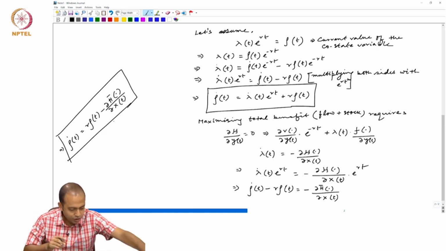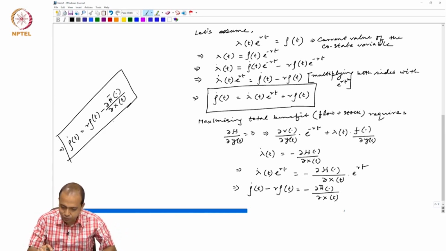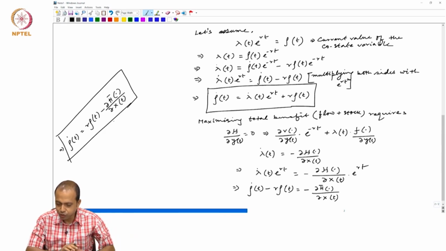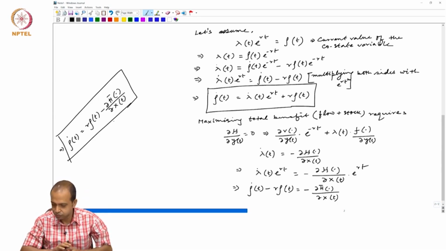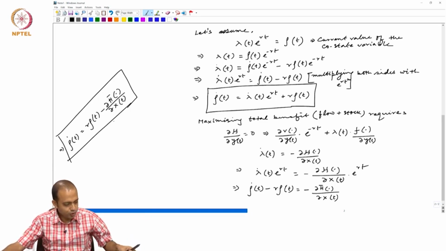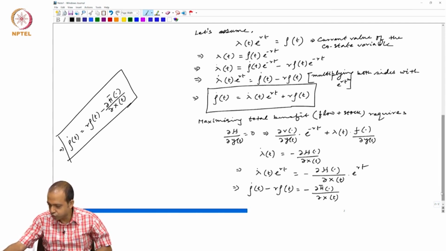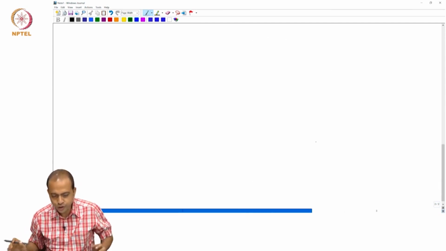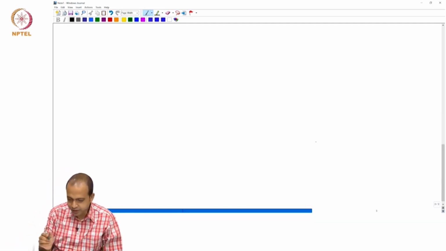Sometimes you have to go back to this condition, how lambda dot t equals minus del H del xt, that we have defined earlier. Now, using these conditions, we will try to understand how these conditions are useful in the context of a non-renewable resource extraction.